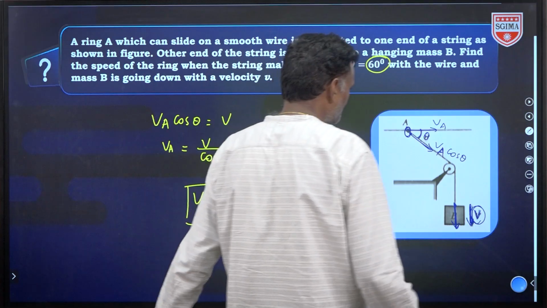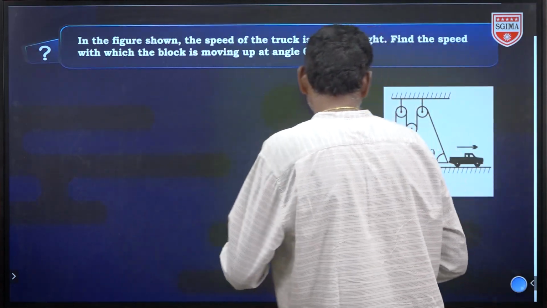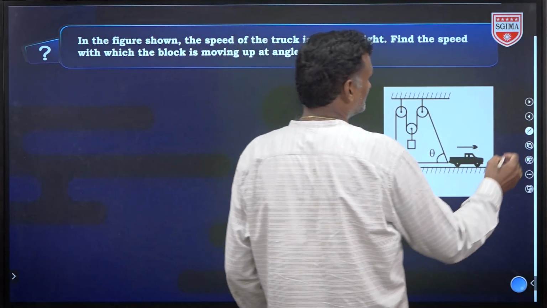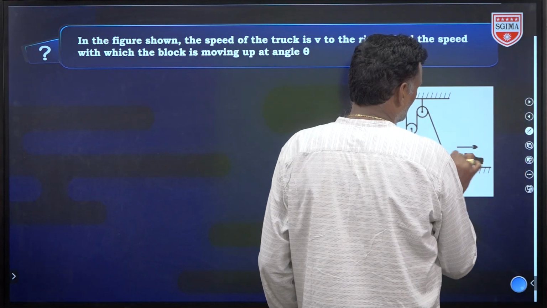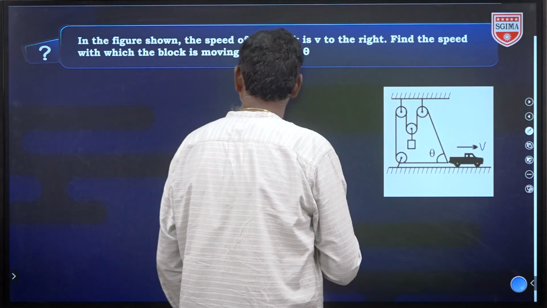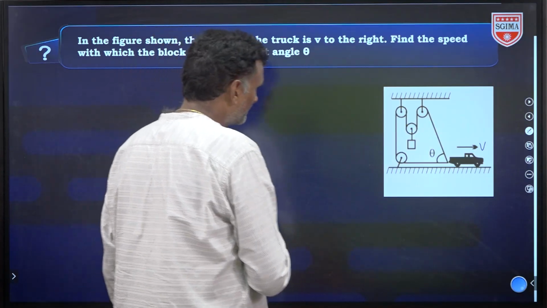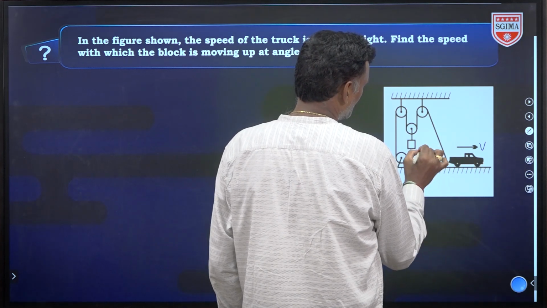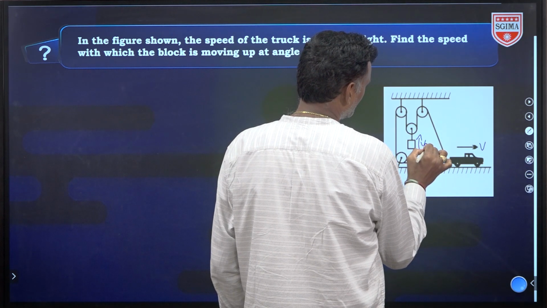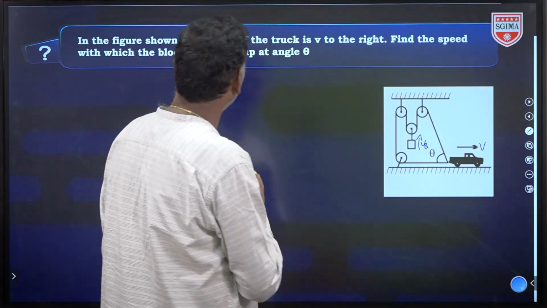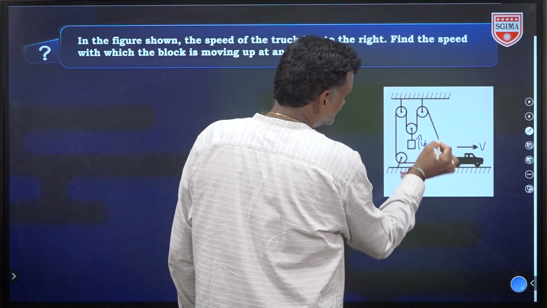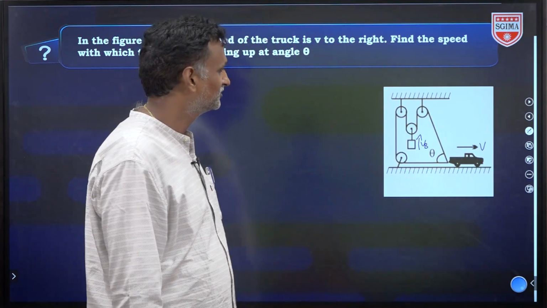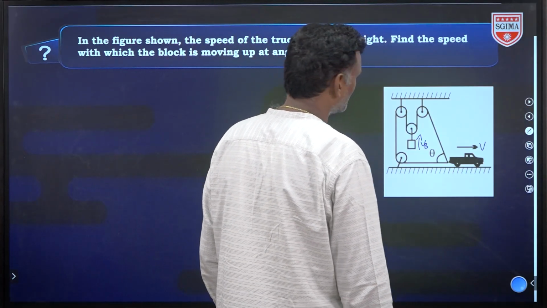Let us move on to the next part. In the figure shown, the speed of the truck is V. Here, first of all, the right side is moving with speed V, then find the speed with which the block is moving up at an angle theta. As the truck goes forward, the block goes upward with a velocity VB. The angle theta is between the string and the horizontal, whose points are connected to the truck.